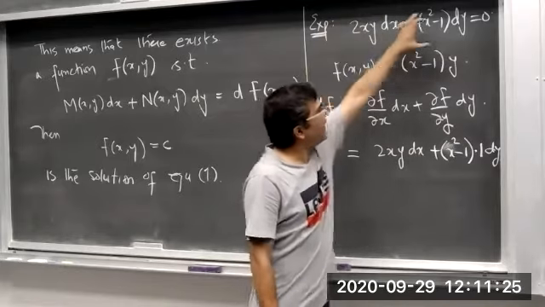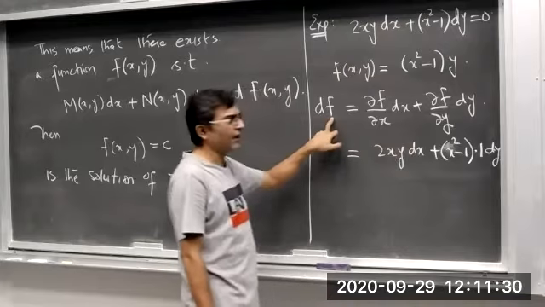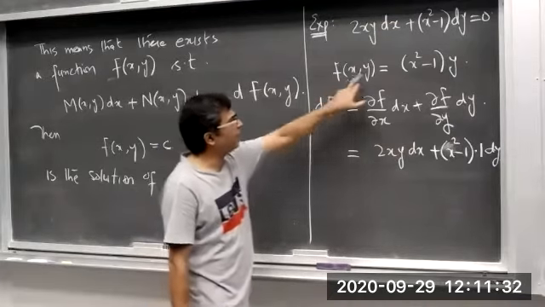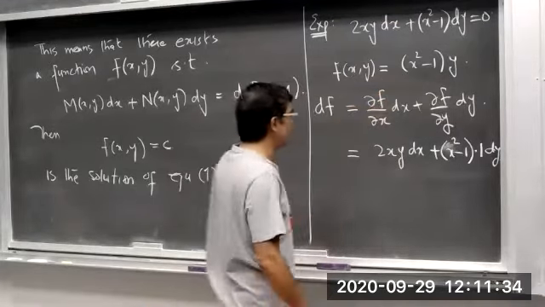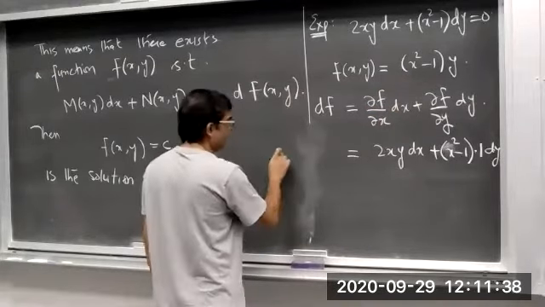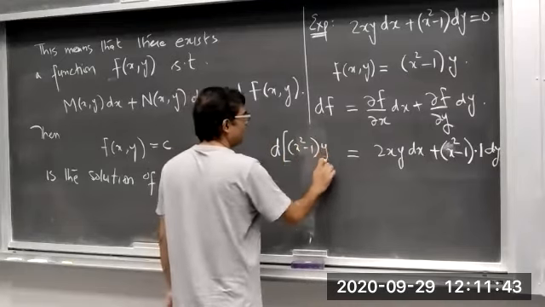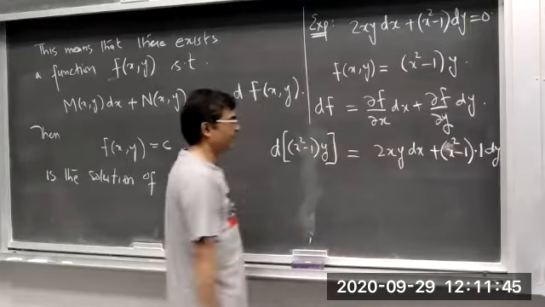Now, the left-hand side of this equation is basically what? It is the differential of this function, where f is what? f of x, y is (x squared minus 1) times y. We can write here that the differential of (x squared minus 1) times y is equal to this.